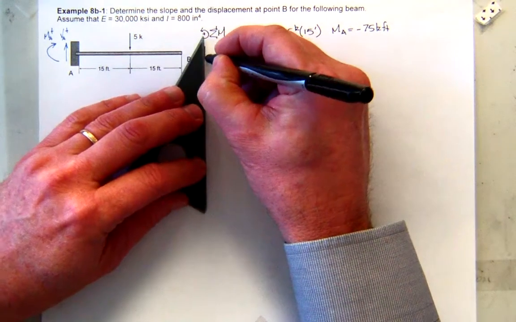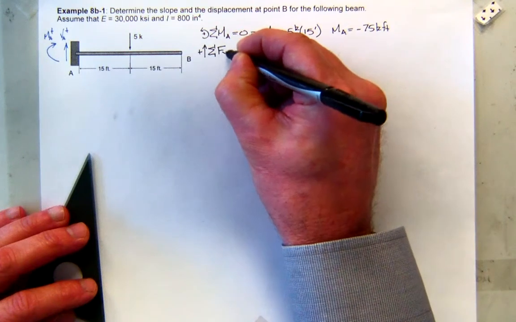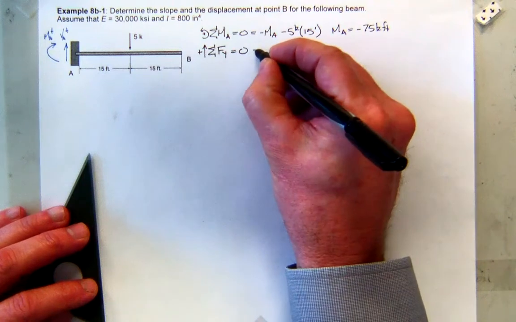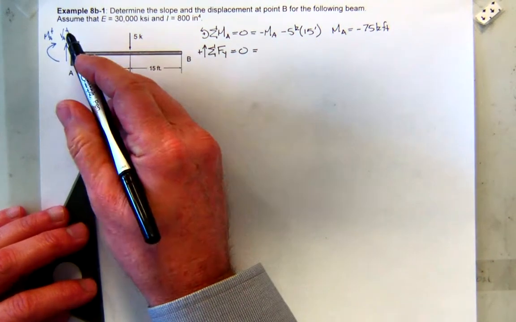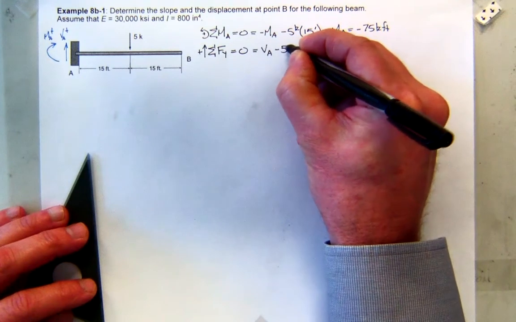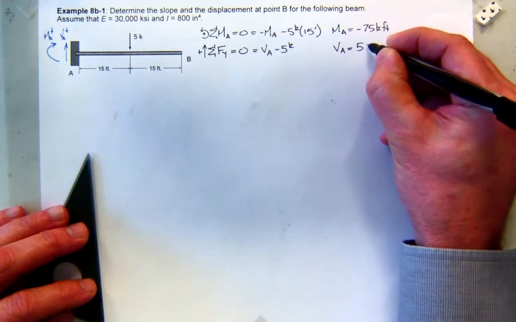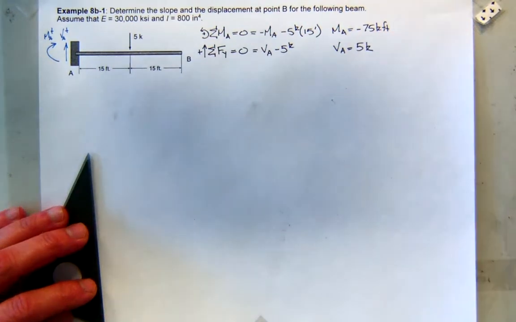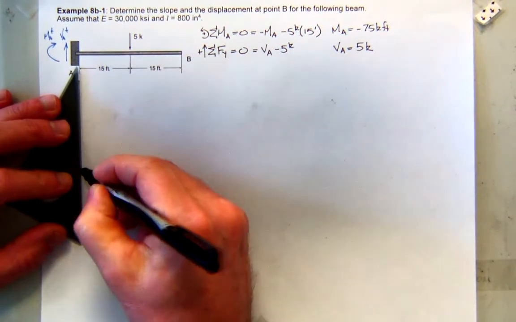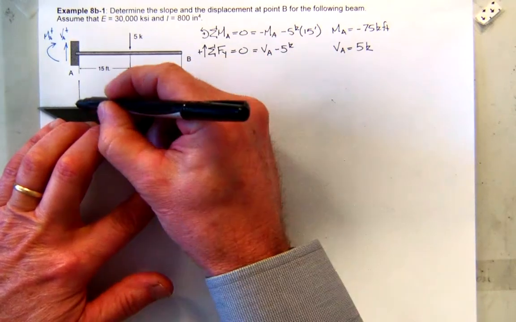And then I'm going to sum forces in the y direction. I'll assume up is positive. Make sure everything's in equilibrium. So looking at my free body diagram, I've got the shear force acting up, 5 kips acting down. So it looks like the shear at A is 5 kips. That's not so bad. So I'll draw a little section here, and we'll construct the shear and moment diagram.